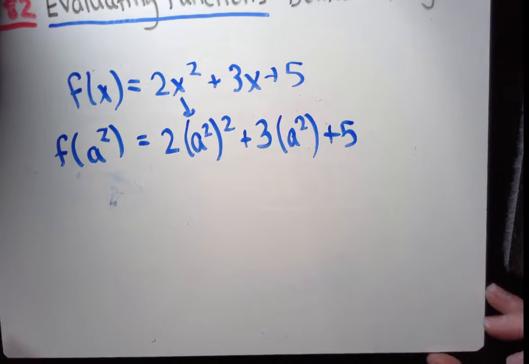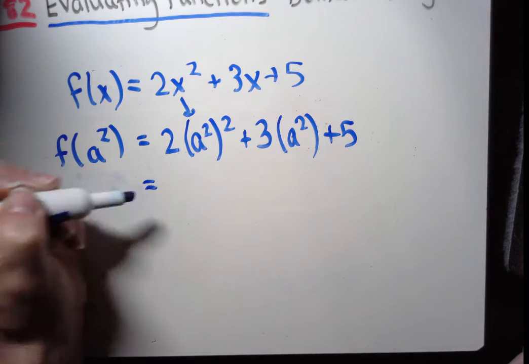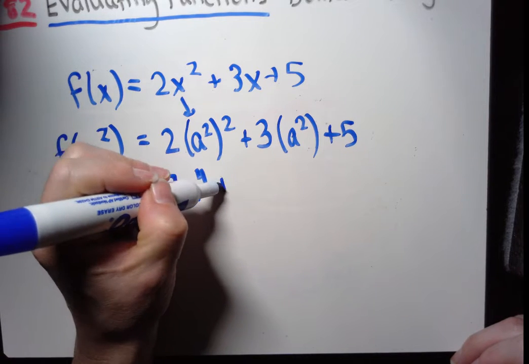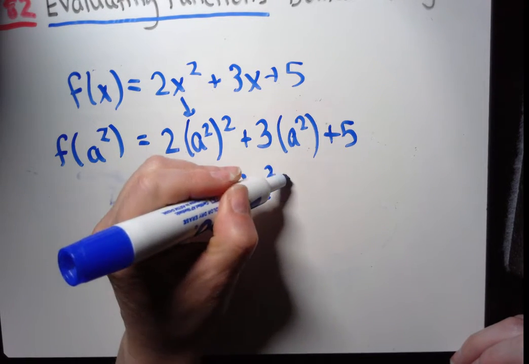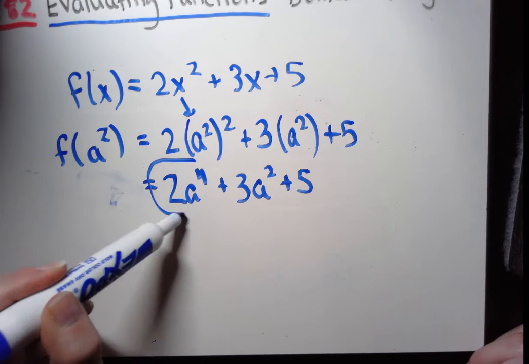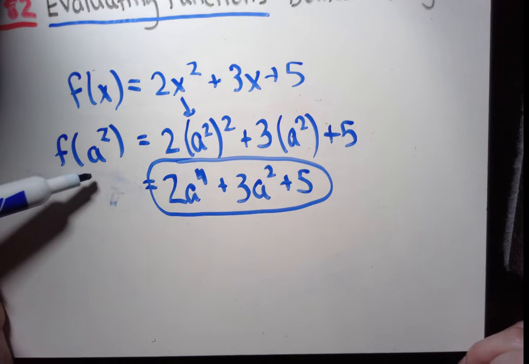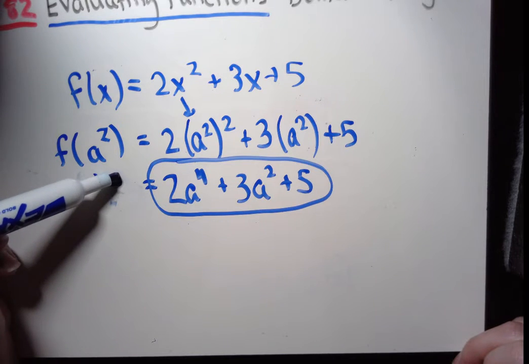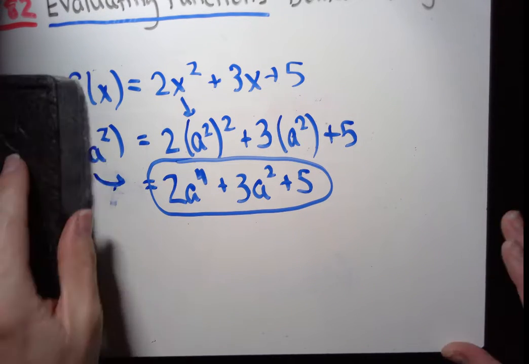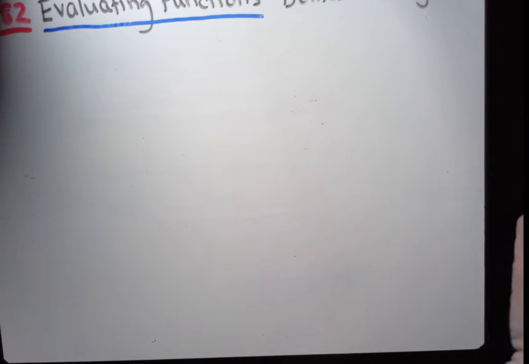Again, we're going to simplify and get an expression here, not a number. So 2 times a to the 4th, when we multiply exponents, plus 3 times a squared plus 5. This can't be simplified because there are no like terms, so this is the output when a squared is the input. Okay. So that's how we do evaluation of functions, just substituting in the input.